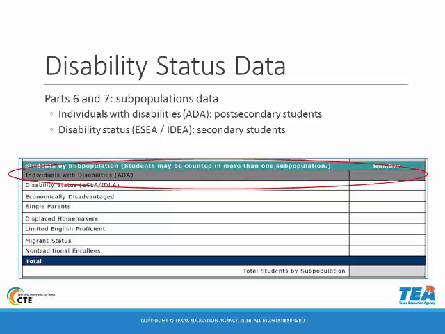The line that says disability status for ESSA or ESEA and TDEA, that next line down is where you would report students with disabilities at the secondary level. So it's just a difference in the way that information is handled. One of them is postsecondary, one of them is secondary. So on this report, that is grayed out.